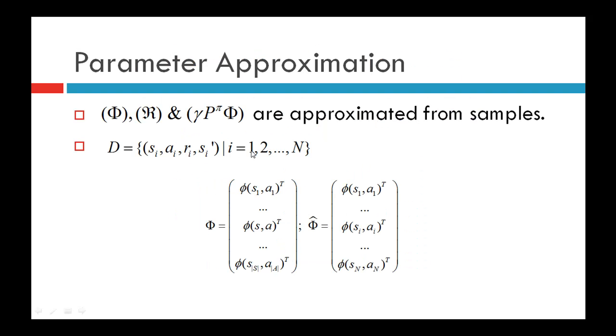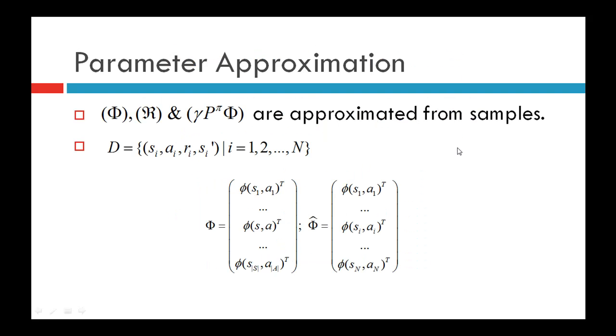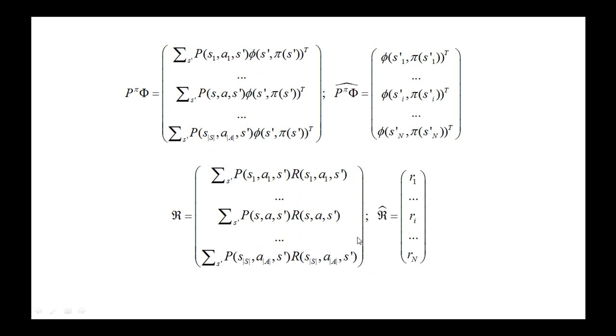So we have n tuples, and each tuple has a particular reward r, and using those rewards we can form this reward vector, this reward function, which is given by r1, ri, up to rn. So the length is going to be n. So we have approximated the matrix phi, we have approximated the matrix P pi times phi, and we have approximated the reward vector r.